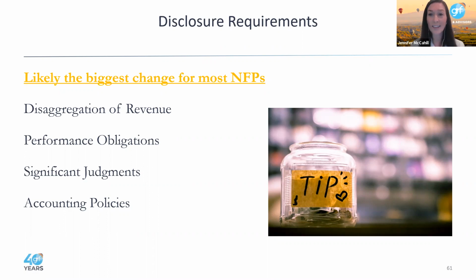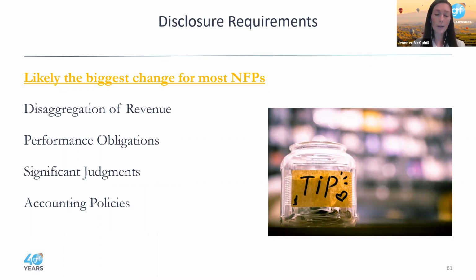Even if you determine that it's not material, whatever the case may be, the disclosures are going to change within your financials. So the first item on here is the disaggregation of revenue. You do need to break out the different types of revenues now, either on the face of your financials or within the footnotes. Usually it's within the statement of activities and change in net assets, or your income statement. But you do need to break out your revenues.